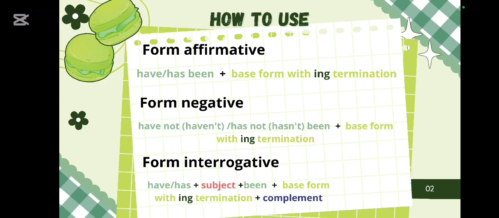Now we will see the structure in form affirmative, negative, and interrogative. The affirmative form is with the auxiliary have or has, plus been, plus the verb in base form with ing termination. The negative form is the auxiliary have plus not, or haven't in contraction, or has not or hasn't, plus been, plus the verb in base form with ing termination. In the interrogative form, it's the auxiliary have or has first, the second is the subject, then been and the verb in base form with ing termination, and finally the complement.